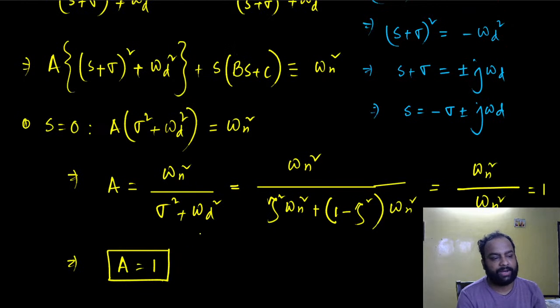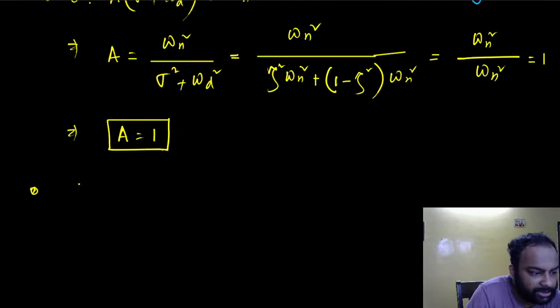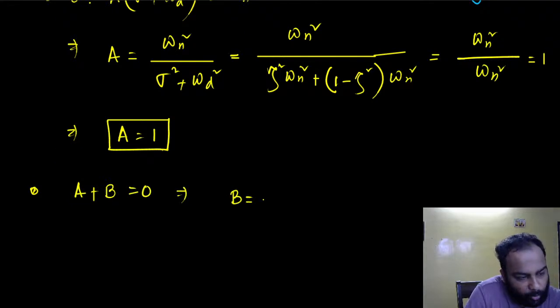For those we are going to use the same technique as we did before. Let's compare the coefficient of S square. If I expand this on the left hand side, I would have S square plus 2 sigma S plus sigma square plus omega d square. The coefficient of S square would be A, and here if I expand this, the coefficient of S square would be B. So the total coefficient of S square on the left hand side is A plus B, and on the right hand side the coefficient of S square is 0. So those are going to be identical. So A plus B is 0.